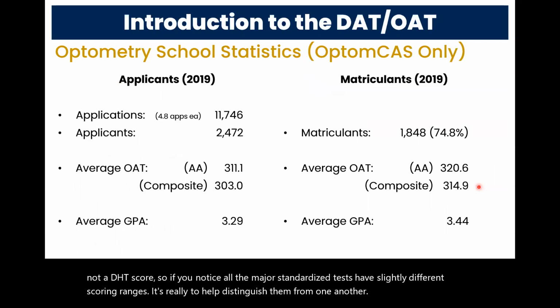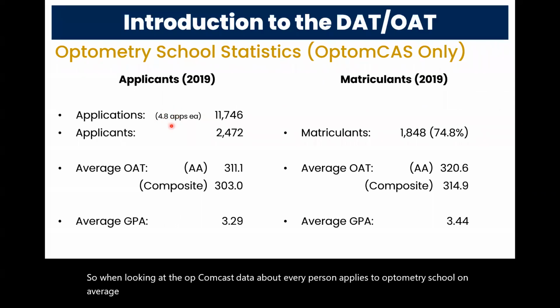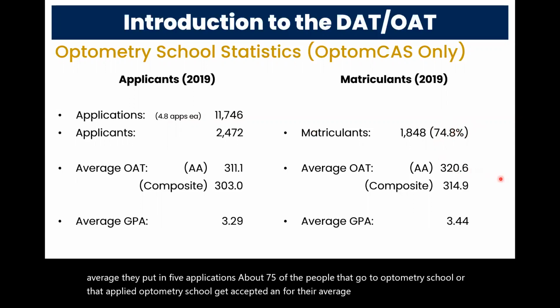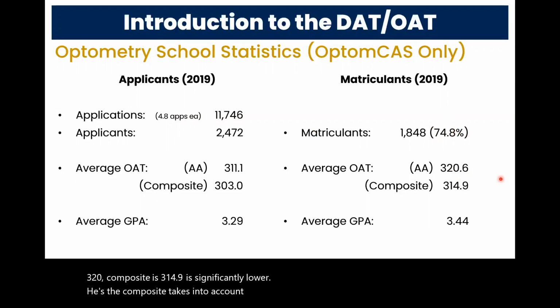So when looking at the OptomCAS data, on average, every person that applies to optometry school puts in 5 applications. About 75% of the people that apply to optometry school get accepted. And for their average OAT, we're looking at a 320, a 321, but really a 320. That's what you really want to be shooting for on the OAT, is getting 320. The composite is 314.9. It's significantly lower because the composite takes into account the reading comp, and people tend to do worse at the reading comp.